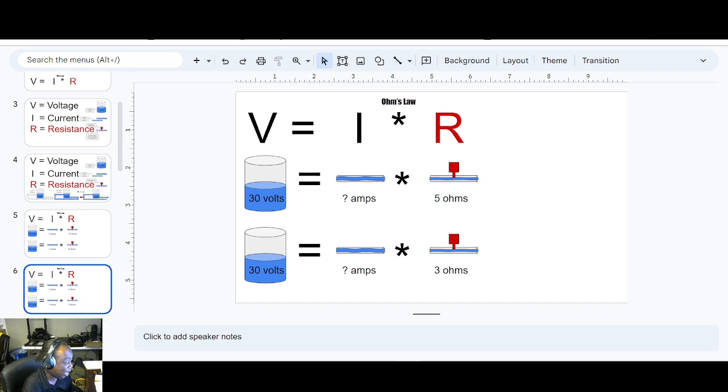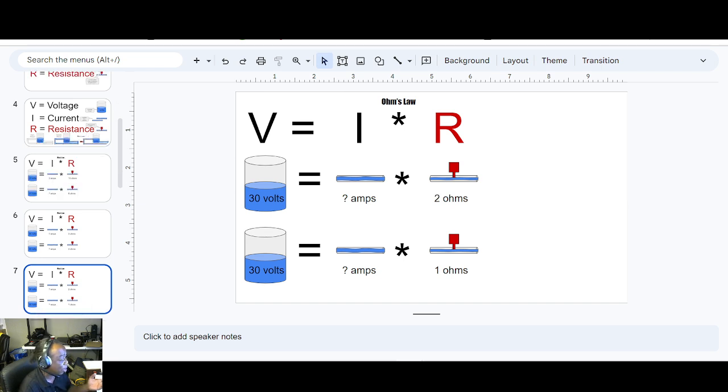Let's take our resistance down more. Let's make it 3 ohms. What would our amps have to be? It would have to be 10 in order to match the 30 volts. So the water is flowing faster and faster, the less resistance we're giving it. Let's keep decreasing the resistance. Now the resistance is 2. What would the amps be? Well, 15 times 2 would be 30. So your amps would have to be 15. So the water speed, or the electron speed, is now speeding up.